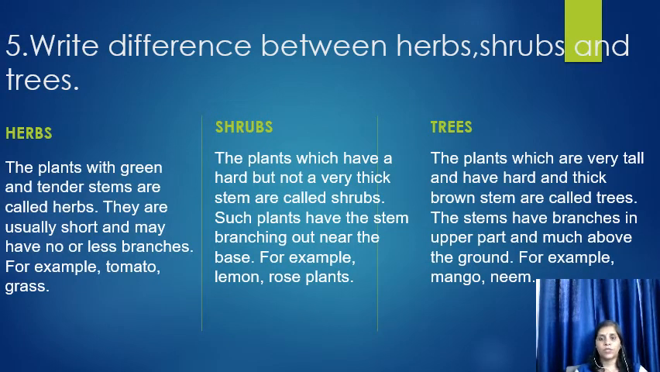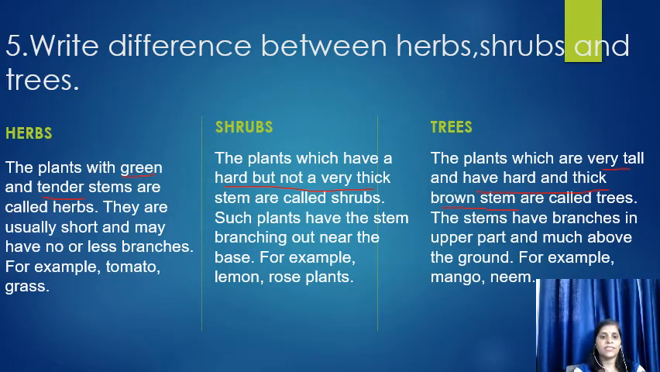Write difference between herbs, shrubs and trees. We have done that in great detail. Herbs are the plants with green and tender stem. The first difference is that the herbs have green and tender stem, while the shrubs have a hard but not very thick stem, while the trees are very tall and have hard and thick brown stems.